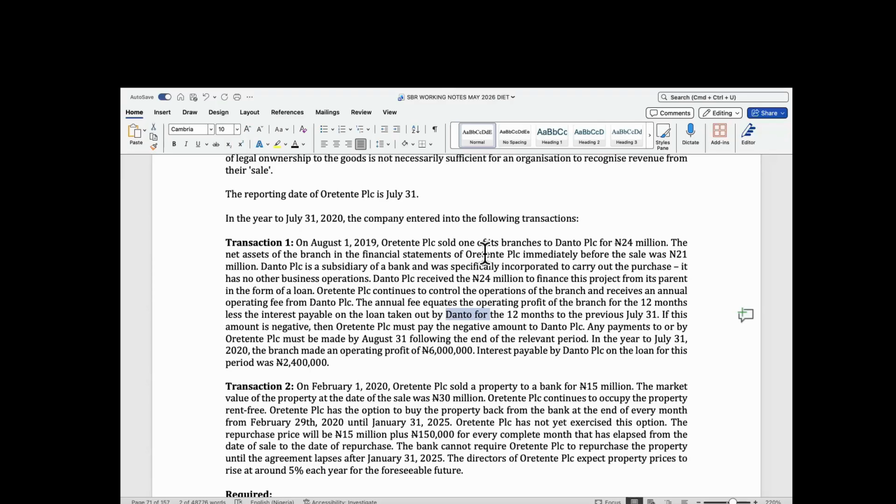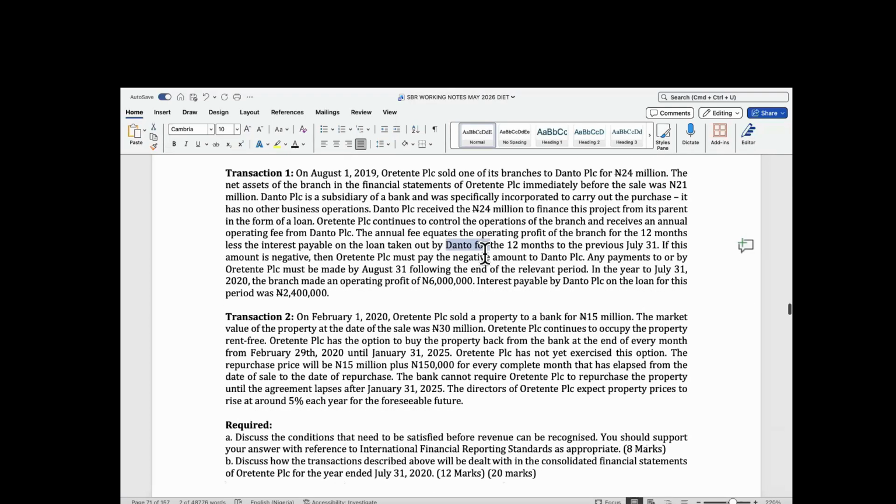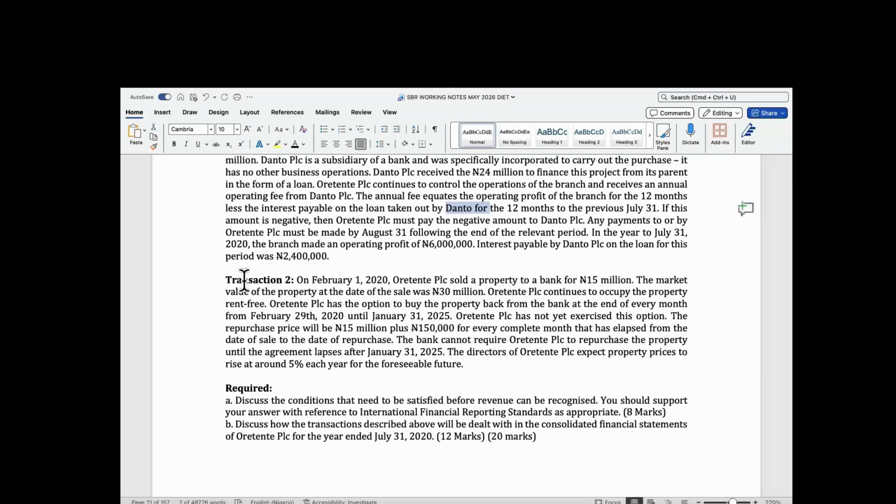So it cannot recognize a sale in this case, and the branch will still remain in its books. It will still continue to report on them, because IFRS 15 will not allow this as a sale. And finally, for tonight is transaction 2.